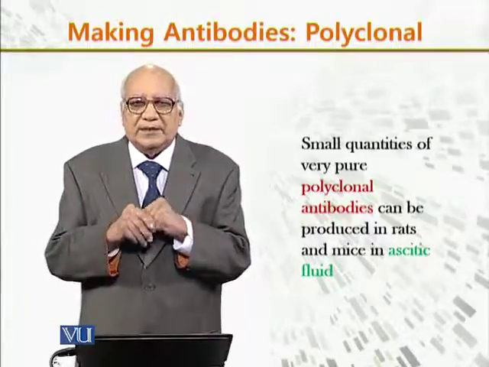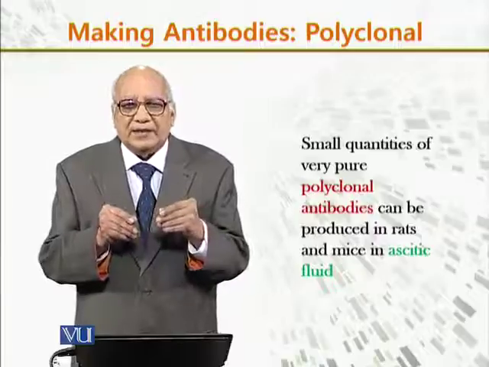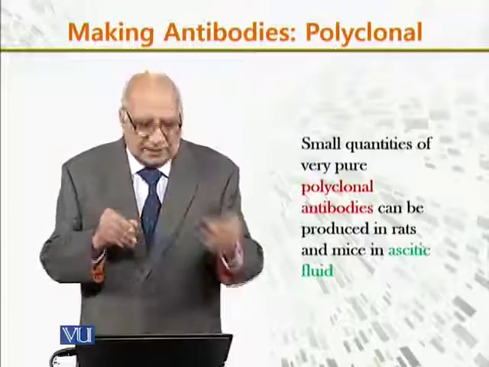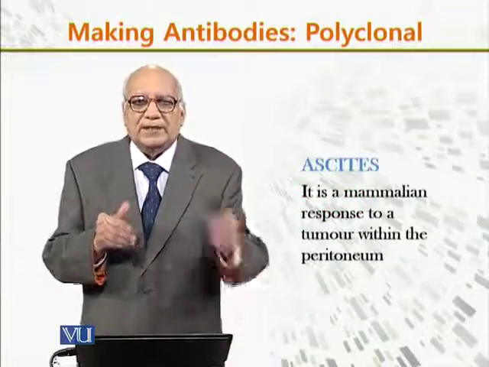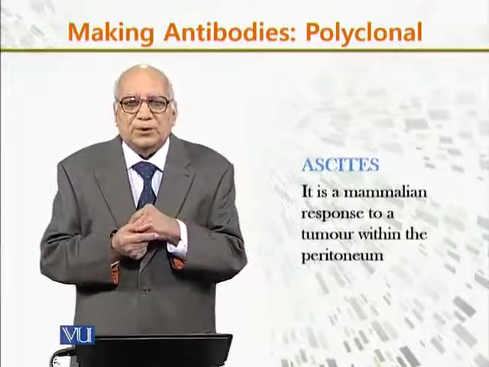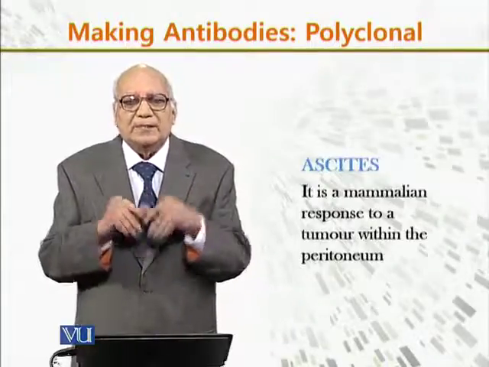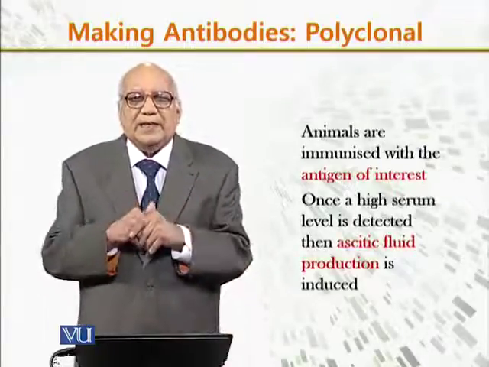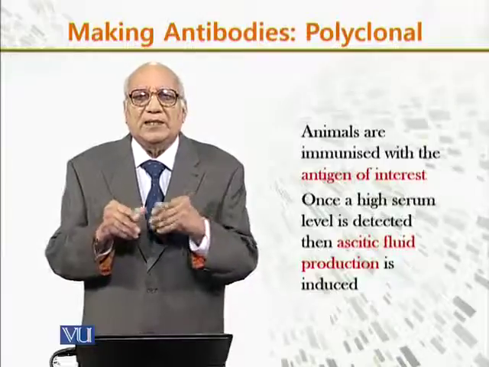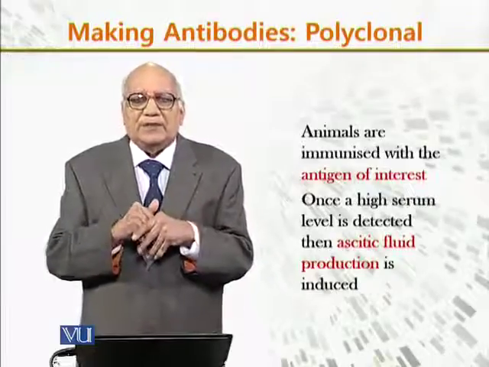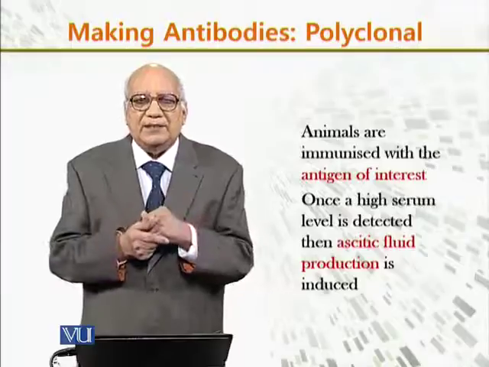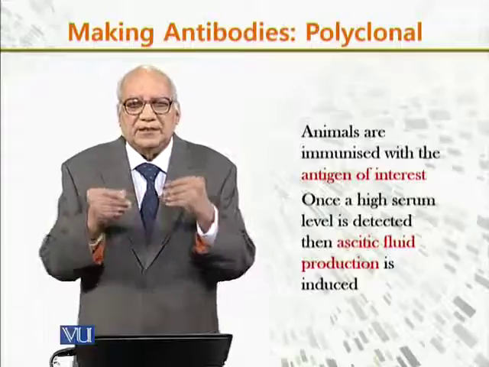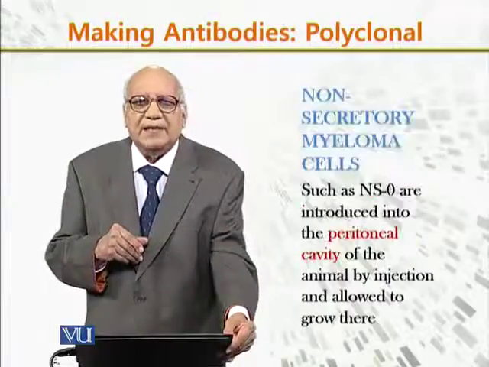Small quantities of very pure polyclonal antibodies can be produced in rats and mice as well, in the ascitic fluid. Ascitic fluid is a mammalian response to a tumor within the peritoneum. In the peritoneal cavity, that fluid is made, and animals are immunized with the antigen of interest. Once a high serum level is detected, then ascitic fluid production is induced in the animals.